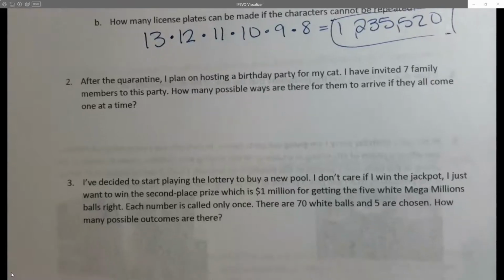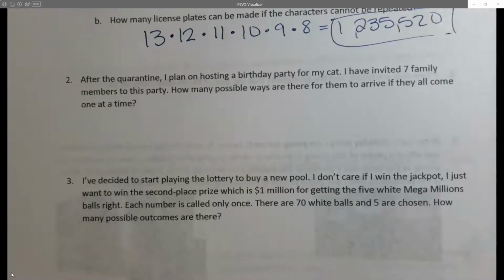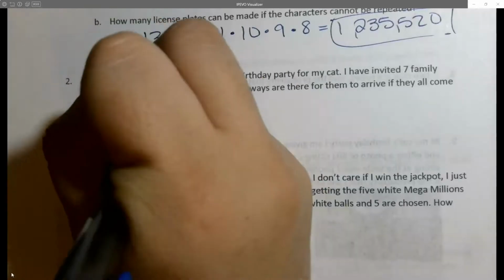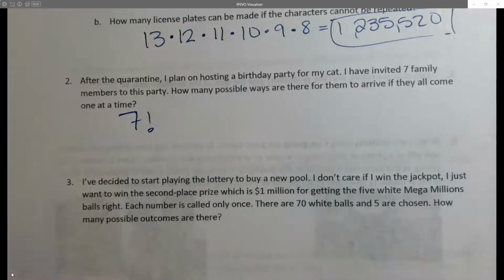Okay. Number 2 says, after the quarantine, I plan on hosting a birthday party for my cat. I have invited 7 family members to the party. How many possible ways are there for them to arrive if they all arrive one at a time? So I know all of them have to come, and I know order matters. So I can do 7 factorial to get my answer.